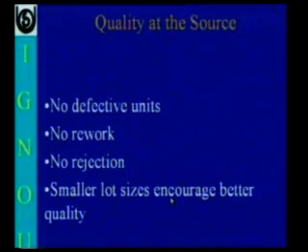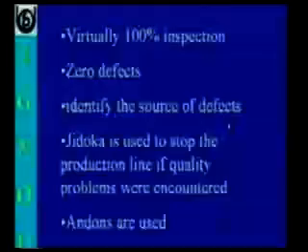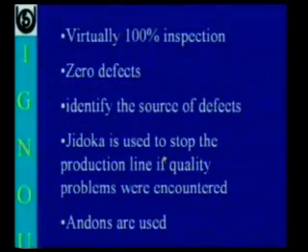So in JIT system we are more focusing towards the smaller lot size, and we also go for the 100% inspection. One single defective item can hamper the whole production line, so we go for zero defect. We also identify the source of the defects. Jidoka is used to stop the production line if we are not adhering to the quality.